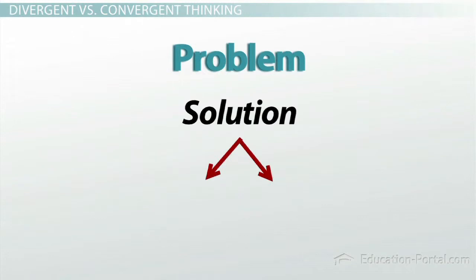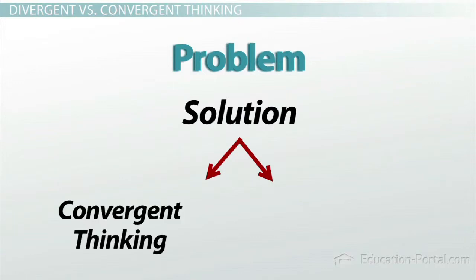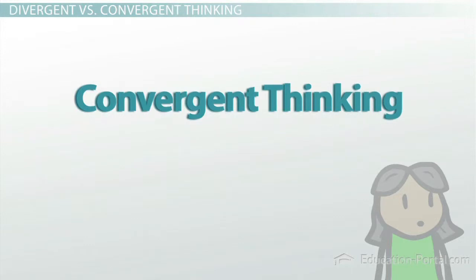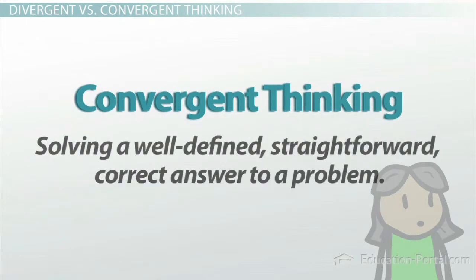When trying to solve any problem, there are 2 basic ways we can think about the possible solution. These 2 types of thinking are called convergent and divergent thinking. Convergent thinking is the type of thinking we do when solving a well-defined problem with a straightforward, correct answer. Convergent thinking is used when there's a simple, correct answer to a question.